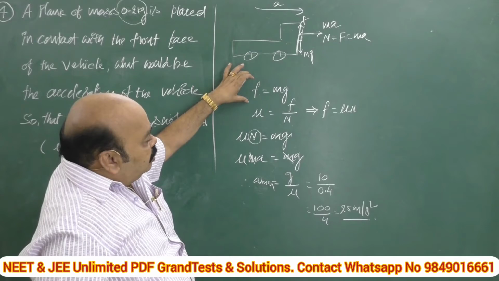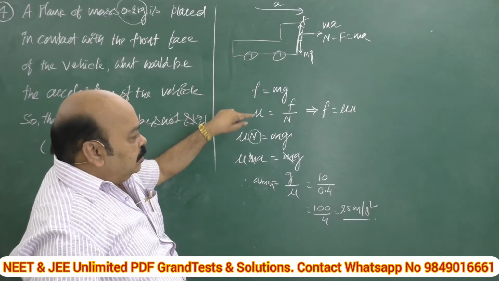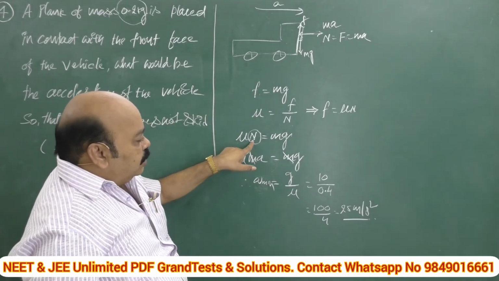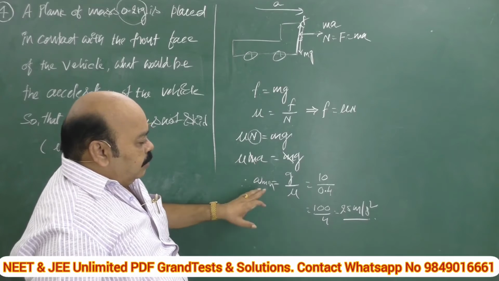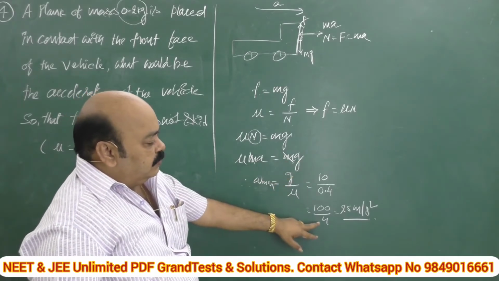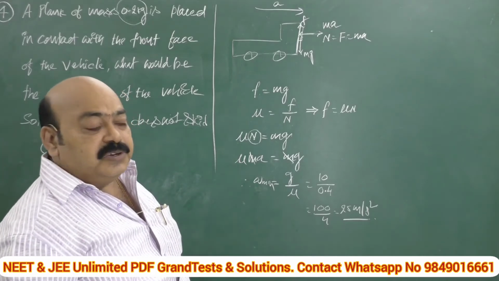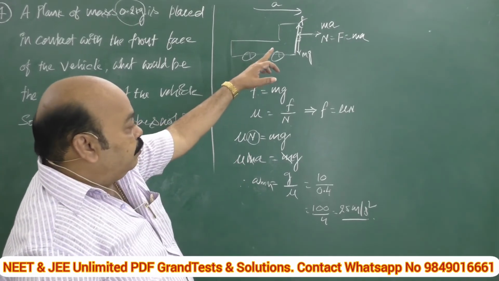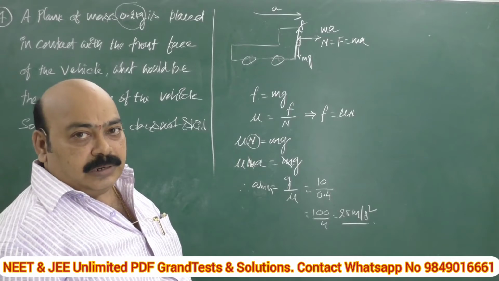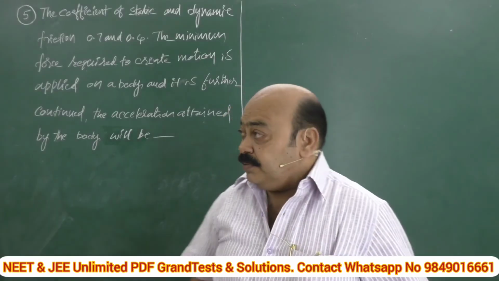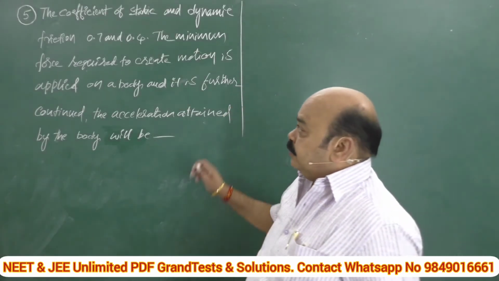The remaining is the balancing condition. Downward force and upward force I am making equal, so F is equal to mg. From this, F is equal to mu N, which is nothing but ma. After substitution we got this value as 25 meter per second square, the acceleration required in order that the plank does not fall down, does not skid down. Let us go to one more example.